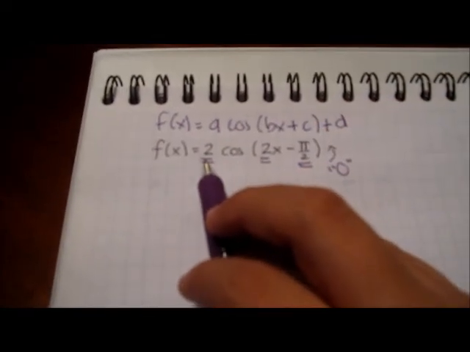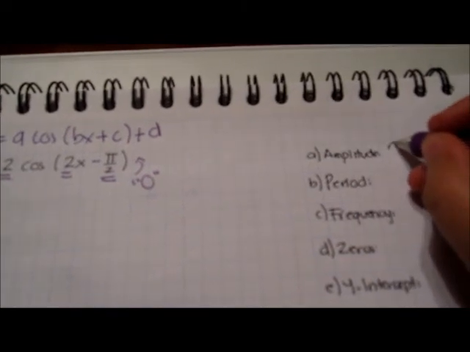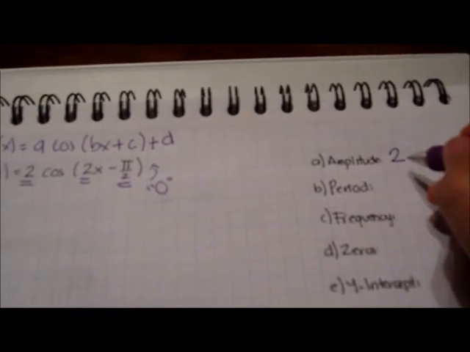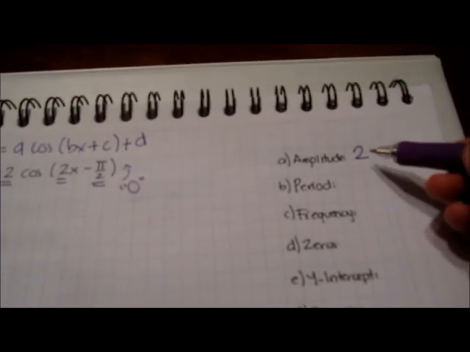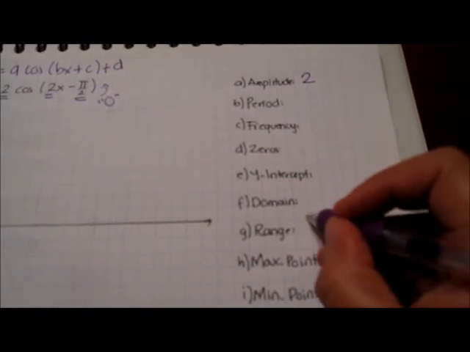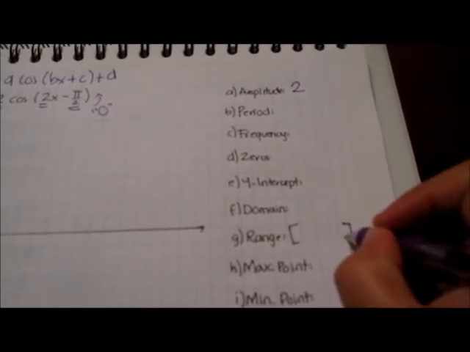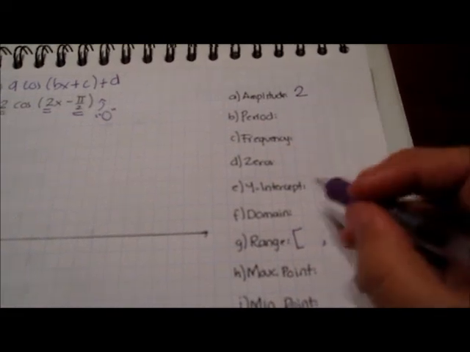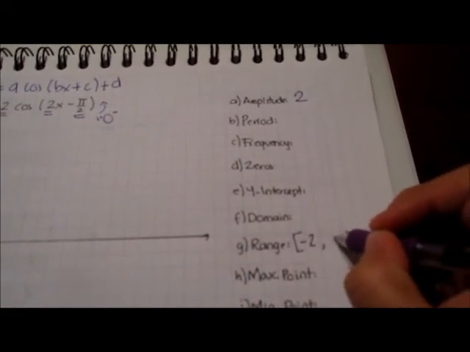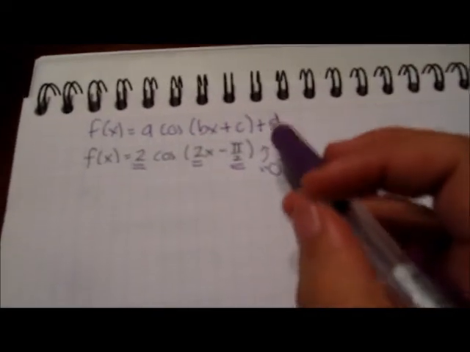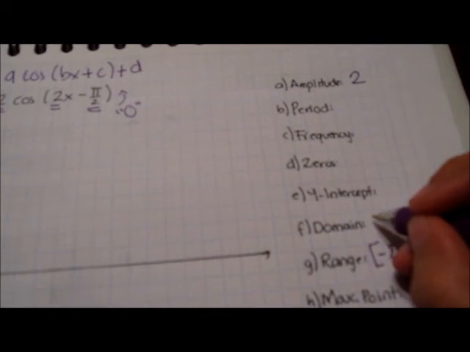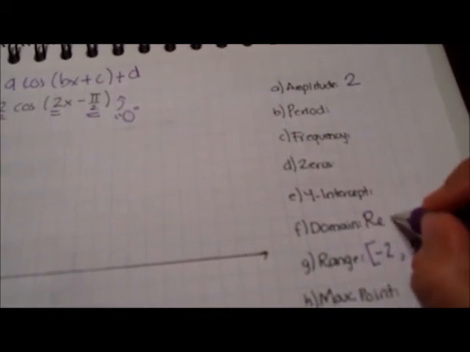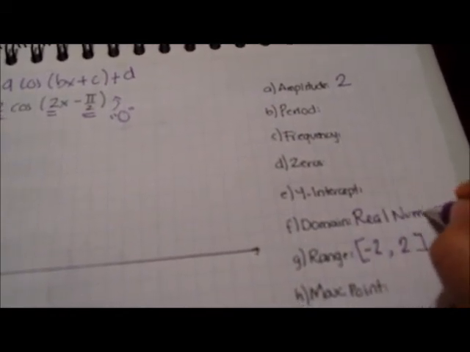So the 2 represents my amplitude. And I start filling the information from the list here. Amplitude equals 2. If I don't have any vertical shift, my amplitude equals my range, so I grab the same amplitude in negative and in positive. If I don't have anything next to the function, I don't have any domain restriction, so all the values that I can replace the x with are the real numbers.